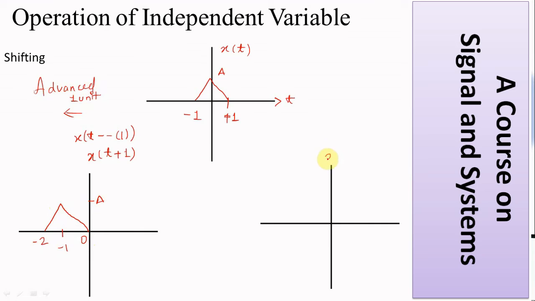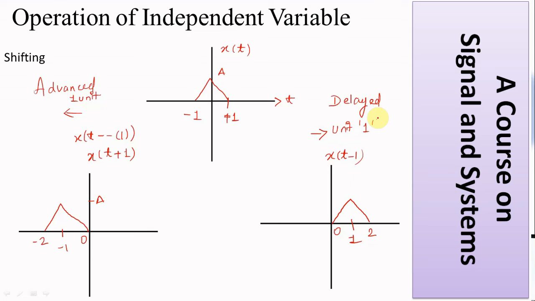Similarly, we can formulate what will be x of t minus 1. So this will be now acting at t is equal to 1. This point which was minus 1 will come at 0. The point which was plus 1 will come at 2. It will be right shifted by 1 unit, and the signal is said to be the delayed version of the original signal. So when it is x of t plus 1, it is at minus 1. At t minus 1, it becomes at 1, correct?